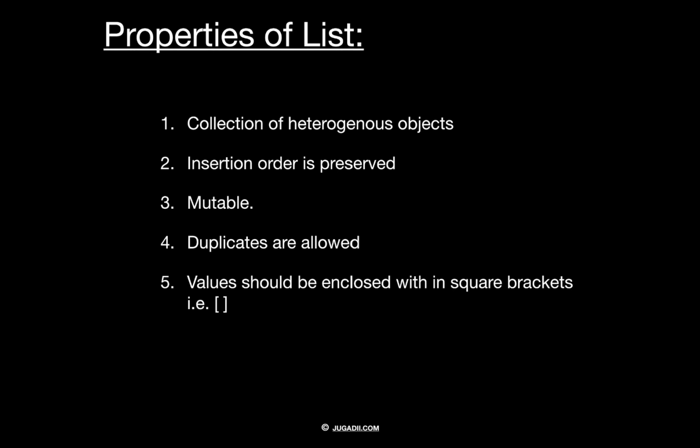Properties of list type. First, it is a collection of heterogeneous objects. Insertion order is preserved. List is mutable, which means you can change the content of the list type. Duplicates are allowed. Values should be enclosed in square brackets, that is this here.